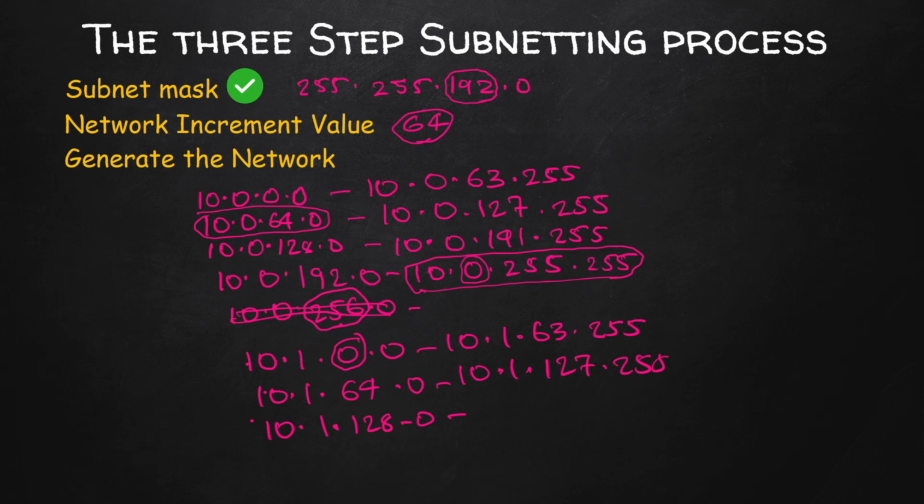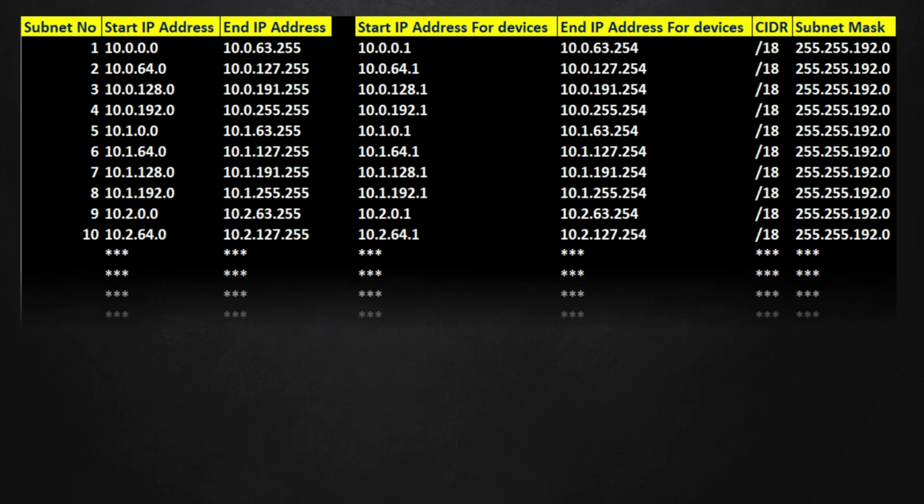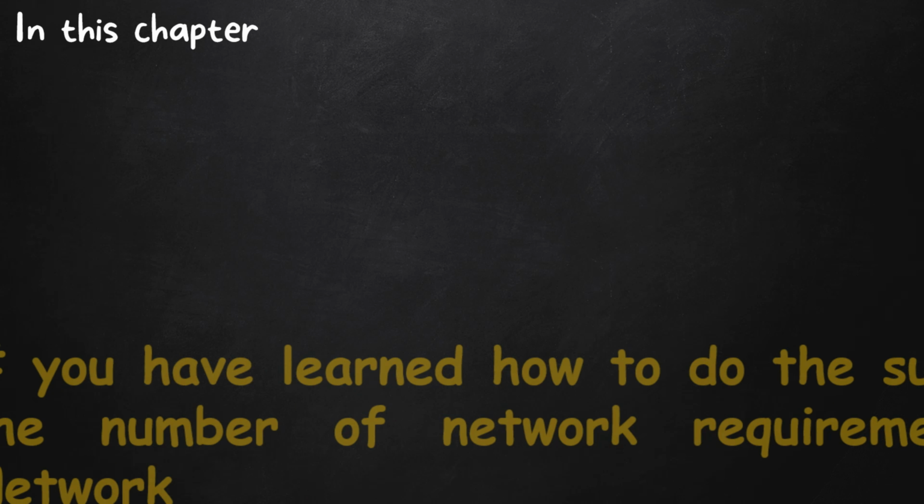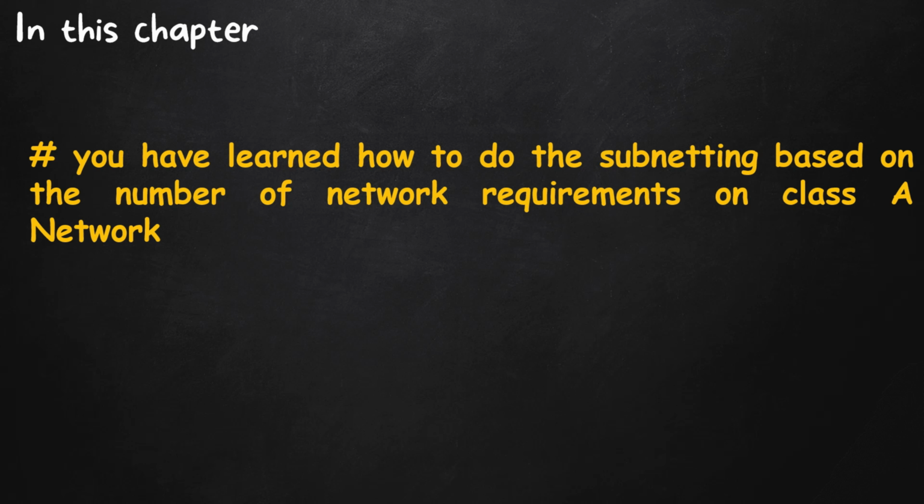This is the concept. I hope you understand the concept. I hope you understand how to use the increment value to generate the network. And finally you get all of your 1000 networks as shown in the picture. Here I have a limitation to display all the 1000 networks, so I just provided a sample. So in this way you can do subnetting on a class A network. So in this chapter you have learned how to do subnetting based on the number of network requirements on a class A network.